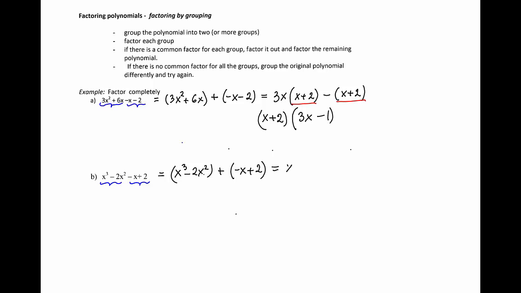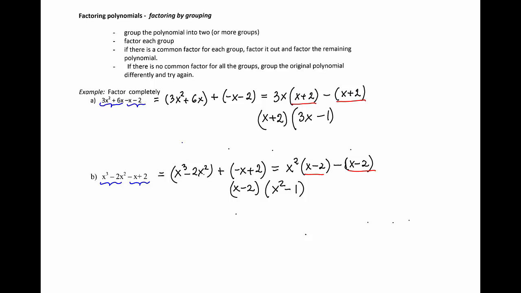The first group has the common factor x squared, which I will factor out, and it gives me x minus 2. And from the second group I will again factor out negative 1, so this is negative 1 times x minus 2. Again we can see that x minus 2 is a common factor, and therefore we factor x minus 2 out from that whole polynomial. What will remain is x squared minus 1.